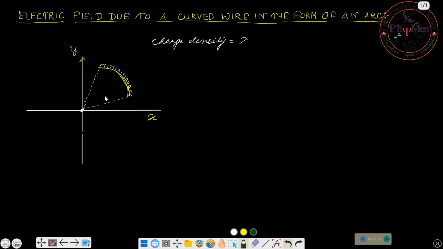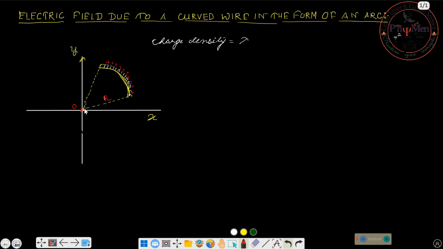We can find the electric field for any curved wire of this system. So let the radius of this arc be r. Then we need to find out the electric field at point O, at the center of this, because of this charge distribution. Let it be positively charged. There is a uniform charge distribution. So if this is lambda, then how to proceed?